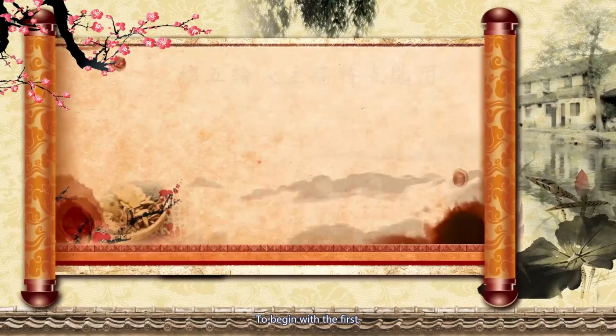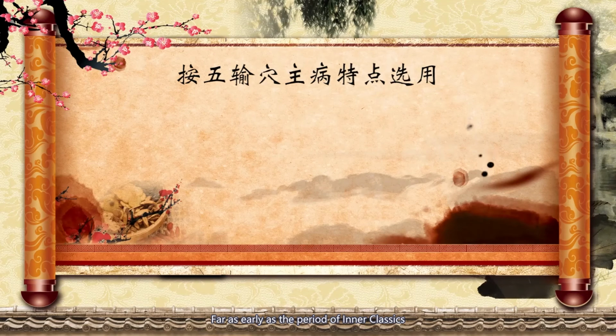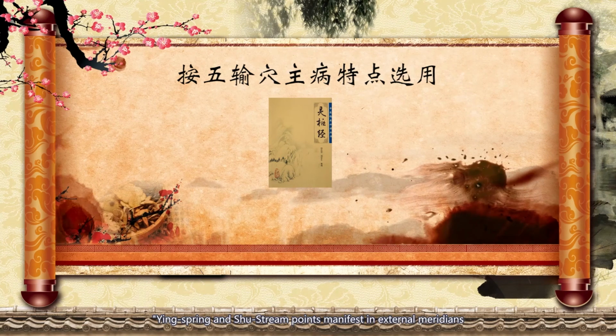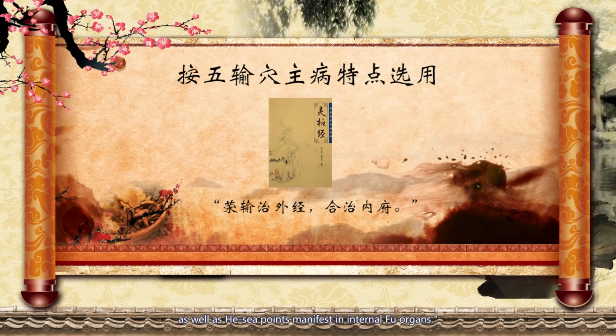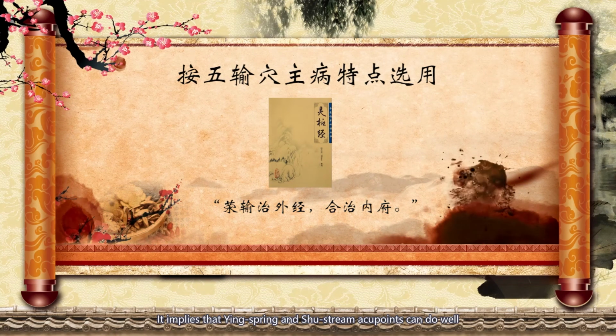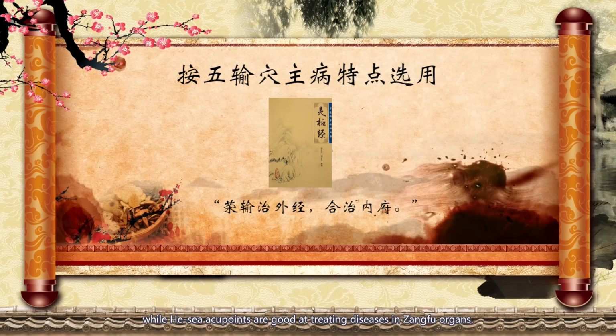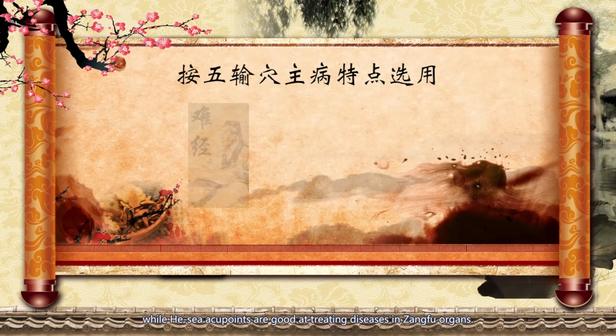To begin with the first, as early as the period of the Inner Classics, there is a saying in Lingshu that pathogenic qi and zangfu organs go as follows: Yin spring and Shu stream points manifest in the external meridian, as well as He sea points manifest in internal fu organs. It implies that Yin spring and Shu stream acupoints can do well in treating local syndromes in meridian routes, while He sea acupoints are good at treating diseases in zangfu organs.